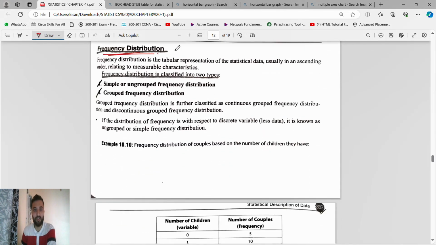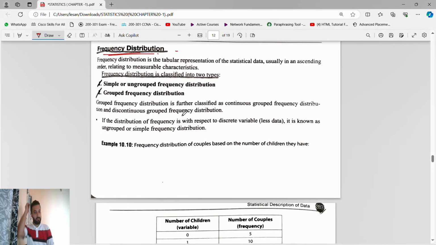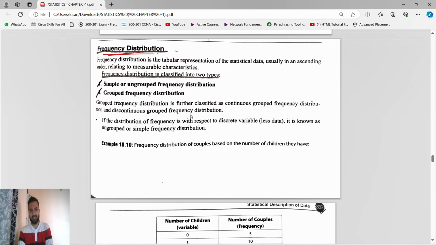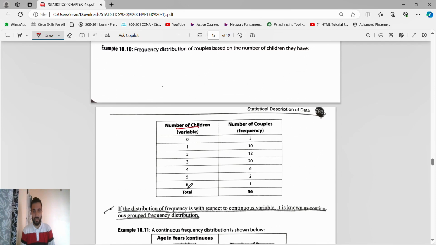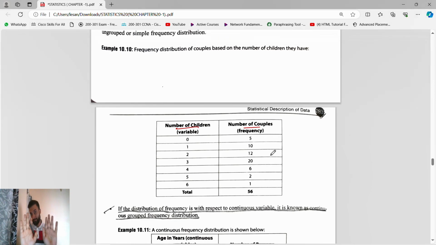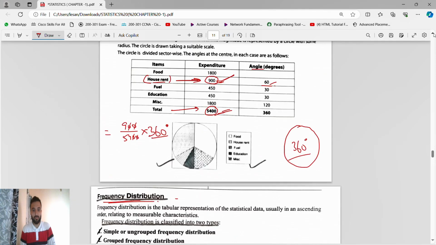Now next is frequency distribution. This is the thing we have studied from childhood, in class 7th, 8th, whenever we have studied stats, right? We have seen this type of frequency distribution, like number of children, number of couples. Here also they will bring the couples, not my fault. And we have studied like this also: age in years, 0 to 10, 10 to 20, 20 to 30, 30 to 40, 40 to 50, 50 to 60, number of persons. This is a frequency distribution.